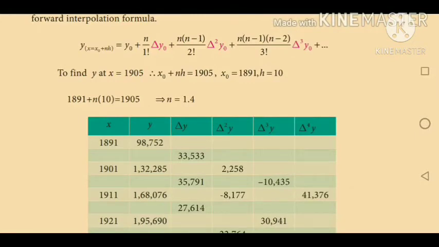X naught equal to 1891. It is given, and h equal to the difference between the two tables, that is 1901 minus 1891. We are getting h equal to 10. Substitute this value. X naught equal to 1891. Then n, we don't know the value of n, and h equal to 10, x equal to 1905. We are getting the n value equal to 1.4.